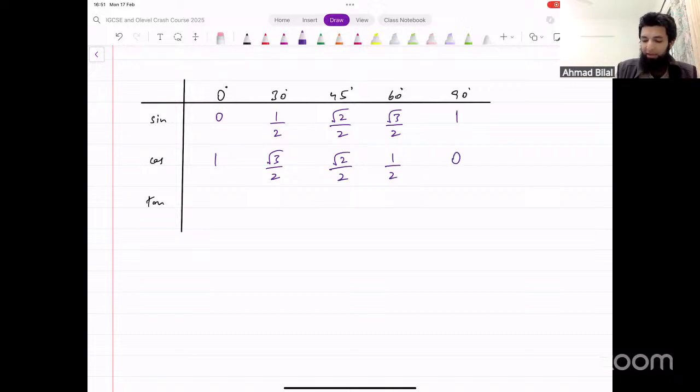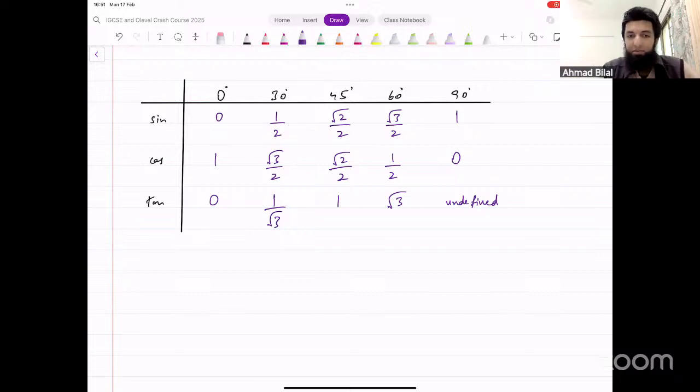And then tan 0 is 0. Tan of 30 is square root of 3 divided by 3, or another way to write that is 1 over square root of 3. Tan of 45 is 1. Tan of 60 is square root of 3. And then finally, tan of 90 is basically undefined. These are the values that you need to memorize for the IGCSE syllabus. Okay, you need to memorize these values.